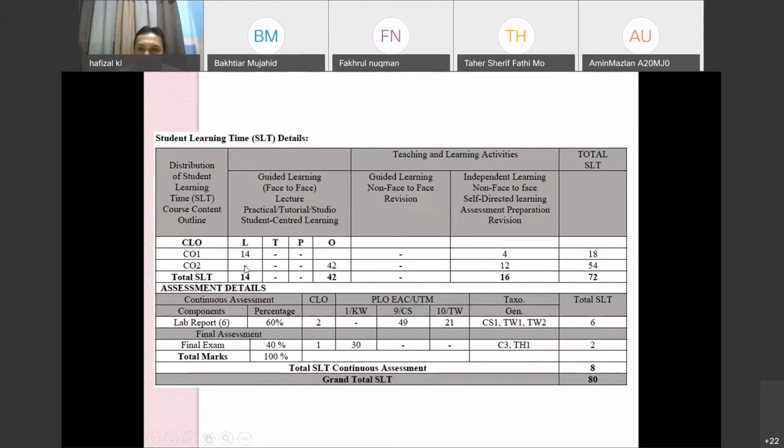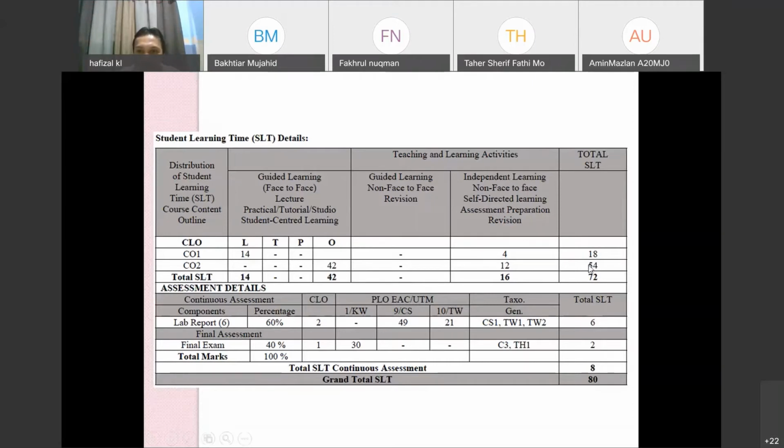Basically, we have lectures for 14 weeks. We have a 1 hour meeting, so the total would be 14 weeks, 14 hours. And we have all the lab activities. Basically, we have 42, that means 14 times the hours. Yeah, it would be 42, this one.